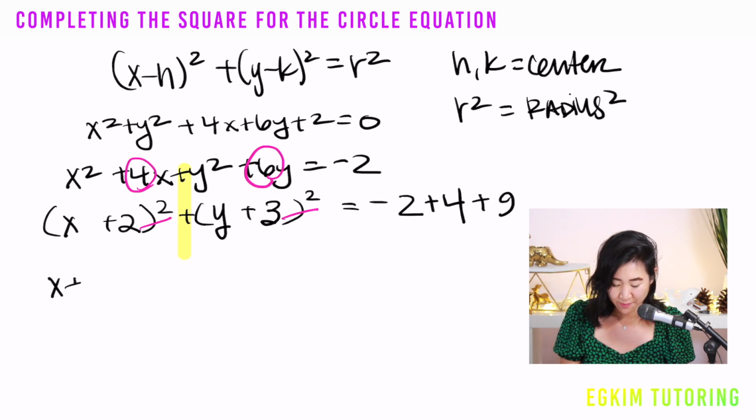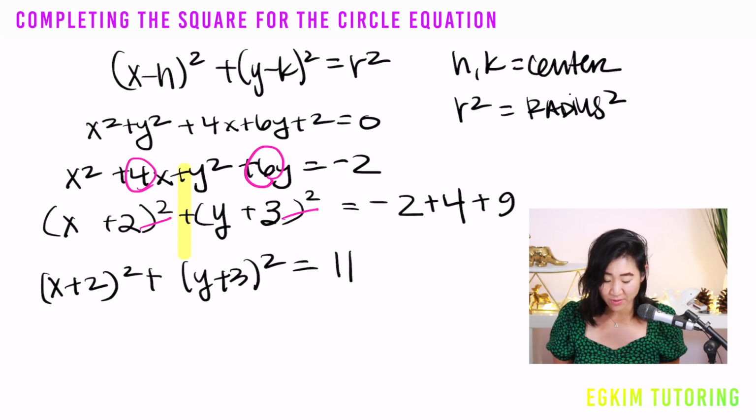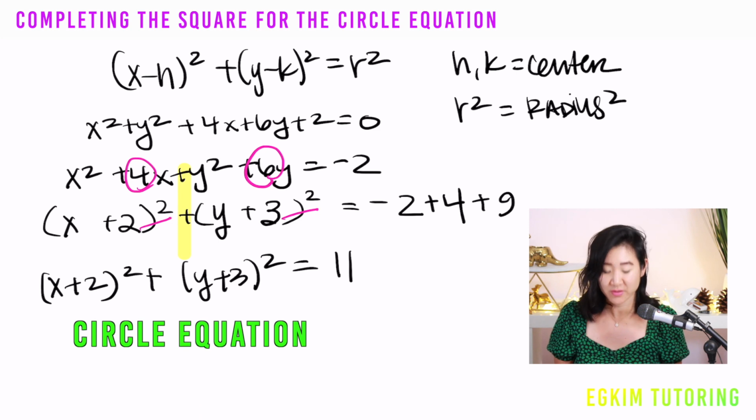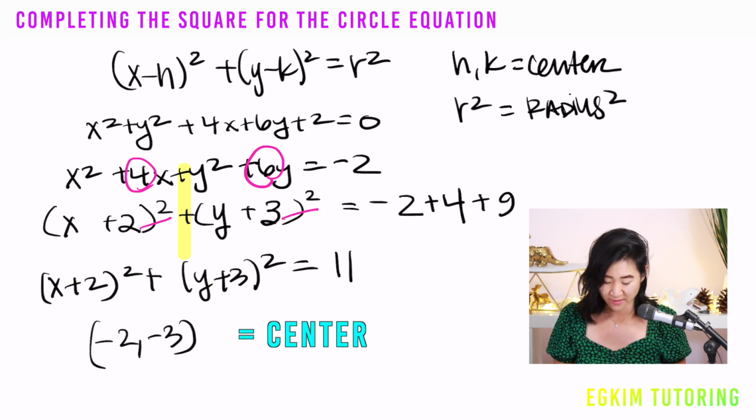So now we have (x + 2)² + (y + 3)² = 11. So now this is your circle equation where your center is at (-2, -3). And for your radius, remember that this is r², not r. So your radius is actually equal to the square root of 11.